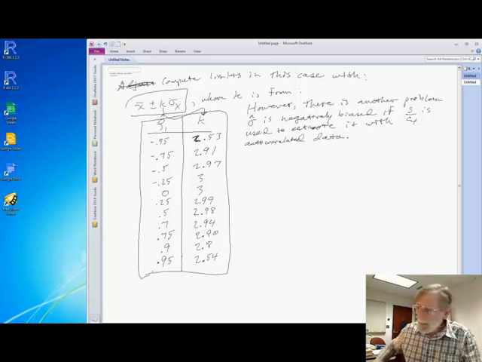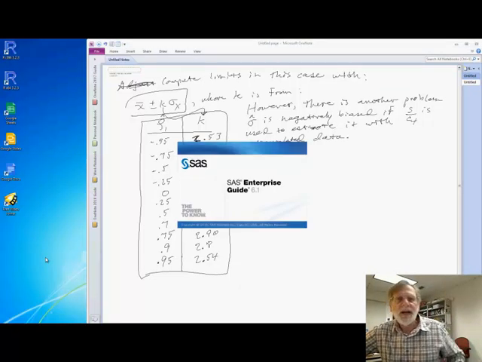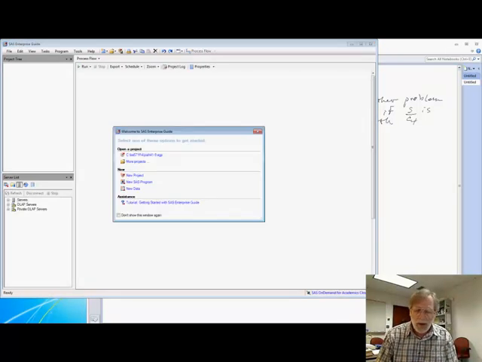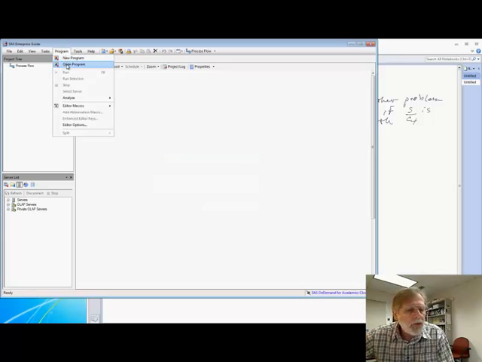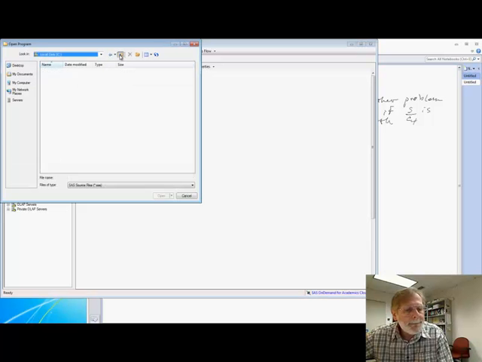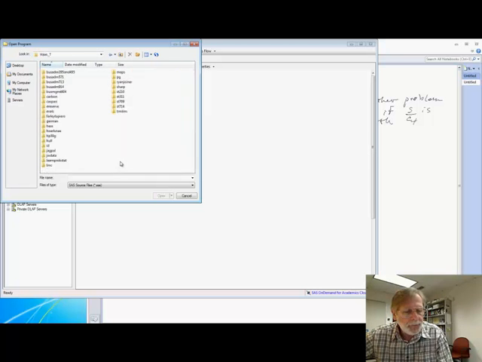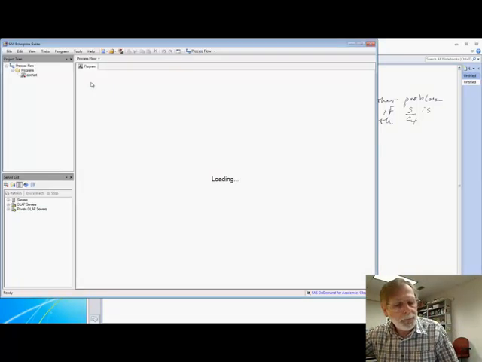So how might you go about dealing with both of these problems at once? Well, let's look at a little example that I wrote that corrects for both. So I have a program out on the G drive. You can get to it. AC chart, autocorrelated chart. So let's look at this puppy.